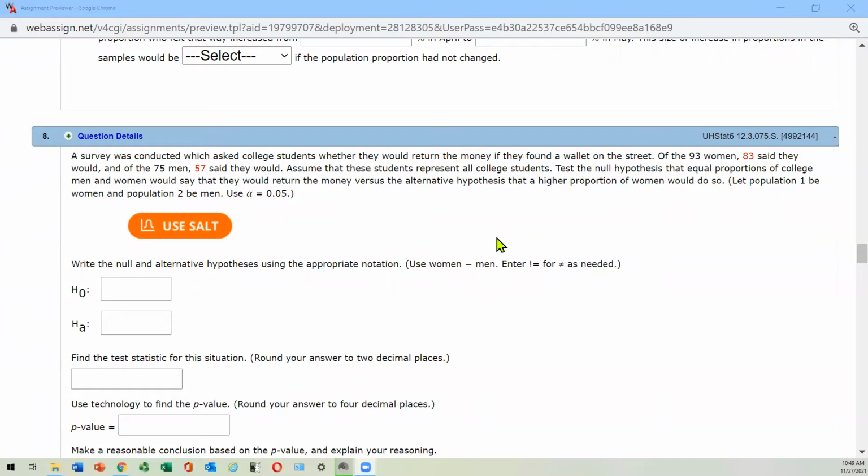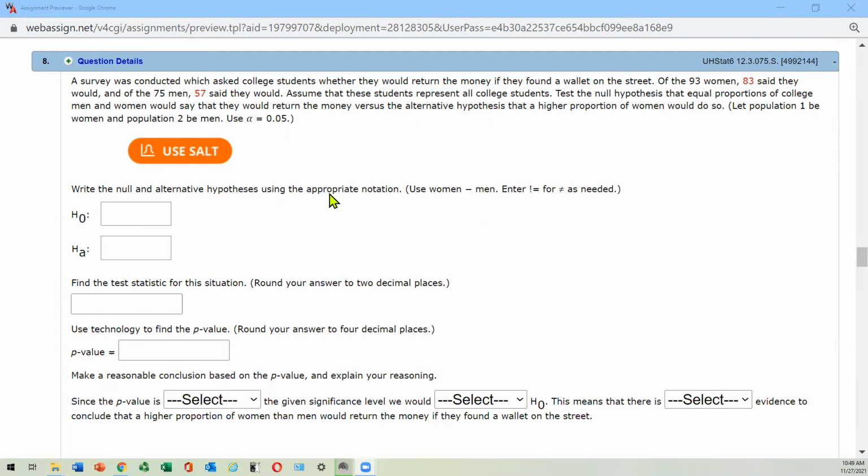Okay, everyone, what we're going to be doing is continue with our work. Question 8 then, halfway through roughly. A survey was conducted in which they asked college students whether they would return money if they found it. There's a group of women, 93 of them, and 83 said they would return the money. And of the 75 men, we are looking at 57 of those. And the significance level is 5%. Alpha equals 0.05, which is here.